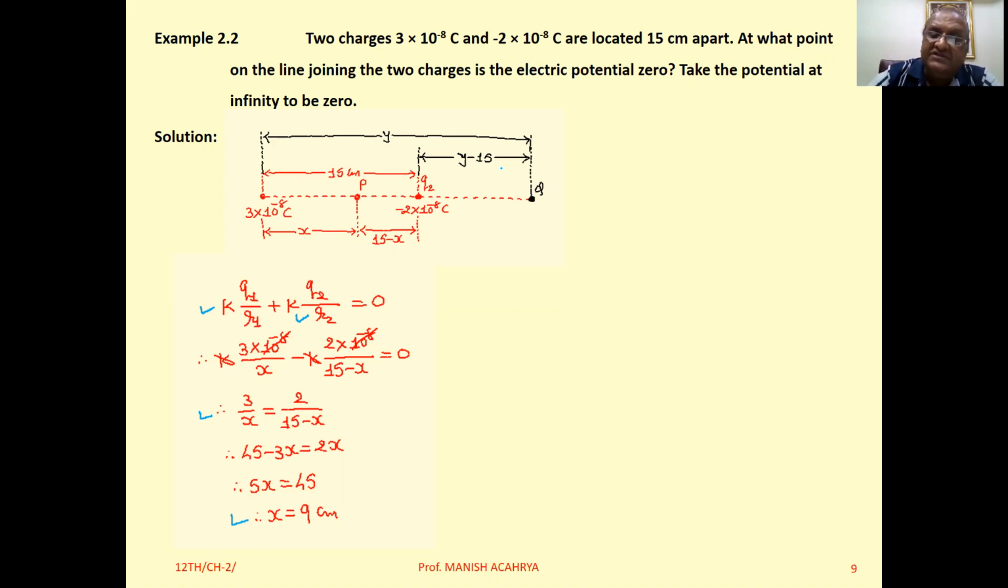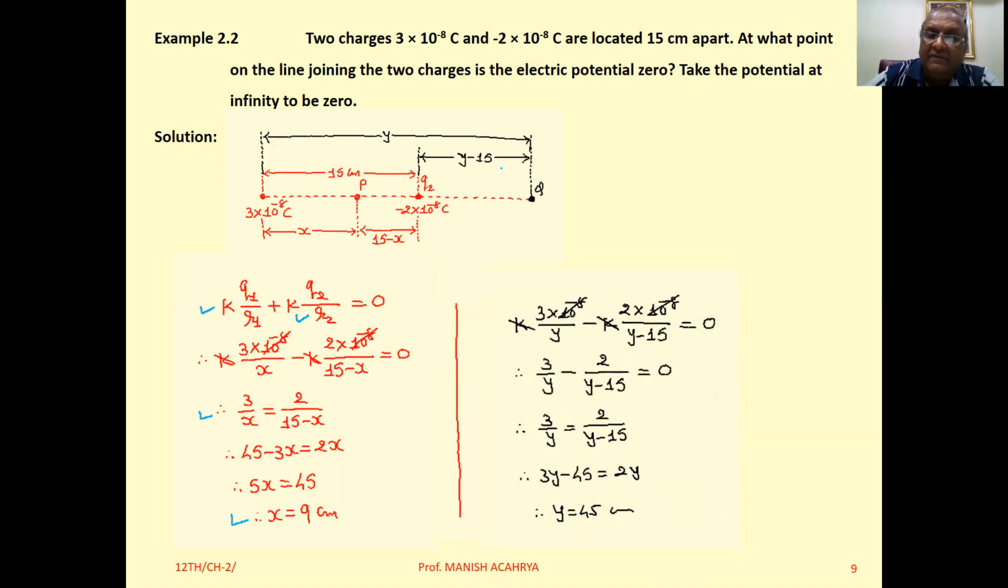Now at Q also the potential is 0. So we can write now potential due to charge Q1 at capital Q point, that is K Q1, that is 3 into 10 raised to minus 8 upon y, and potential due to minus 2 into 10 raised to minus 8 coulomb, that is minus K2 into 10 raised to minus 8 upon the distance y minus 15, and that is equal to 0. Again, take K and 10 raised to minus 8 common, take it on right hand side, will be cancelled. So resultantly we can write 3 upon y minus 2 upon y minus 15, that is equal to 0. And now if we solve this one, then we will get y that is equal to 45 centimeter.